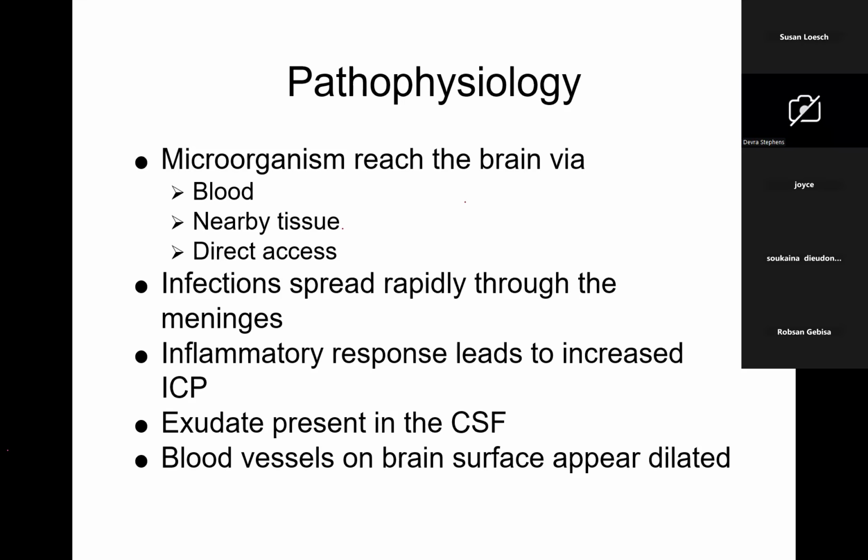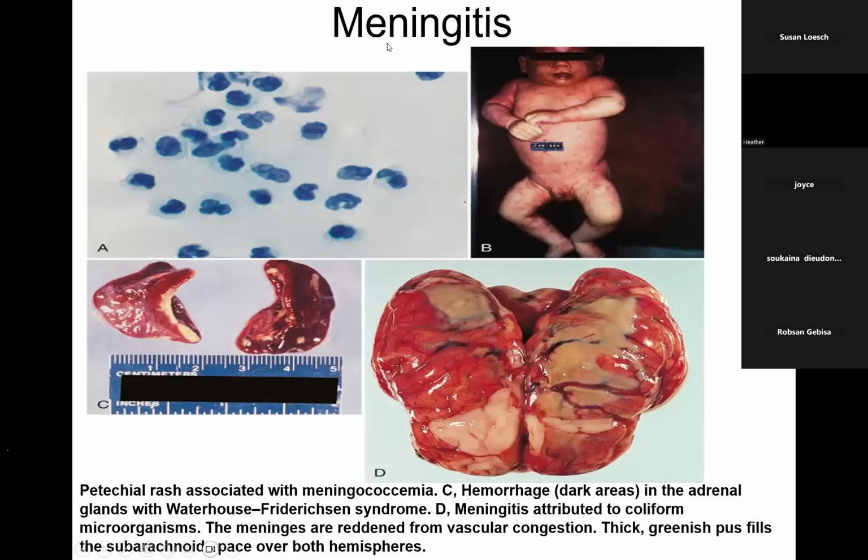Focal signs are absent because there's no mass of infection, but the inflammatory response causes an increase in cranial pressure. The pia and the arachnoid layers become edematous, and exudate will be present in the cerebral spinal fluid. So that means the spinal fluid is going to look like what? Cloudy. And the blood vessels are going to look dilated on the surface of the brain. With babies, look at that picture up there on the right. We'll see a petechial rash.